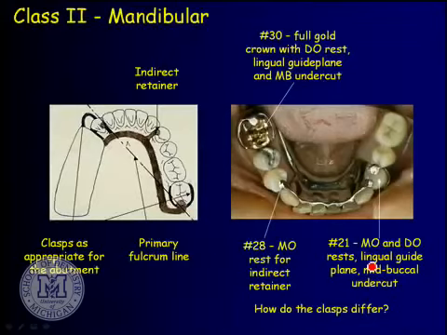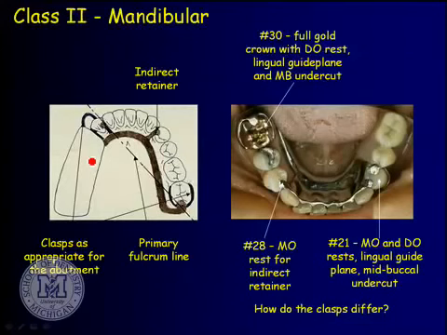So what have we got here? Basically, you've got your primary occlusal rest, your indirect retainer. Your fulcrum line runs through the occlusal rest if we're talking about the fulcrum line that is concerned with tissue-ward movement. If you bite down on food in this area and you try to push this down, your fulcrum line runs across these occlusal rests.